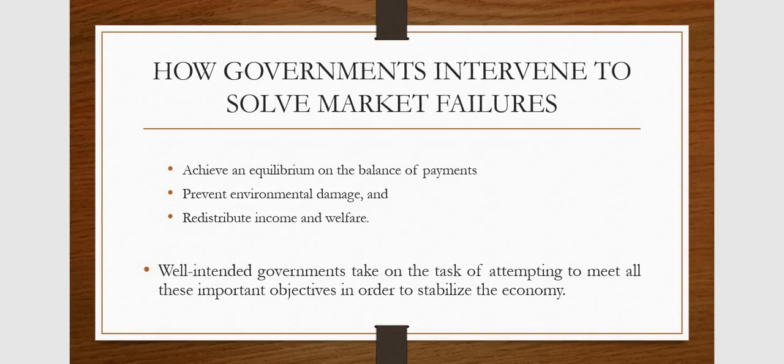The next one, you see, is achieve an equilibrium on the what? Balance of payment. And so when it comes to balance of payment, the government wants to make sure the country doesn't owe too much money to other countries, or vice versa. So this means balancing the money coming in. That is what? The money coming into the country.